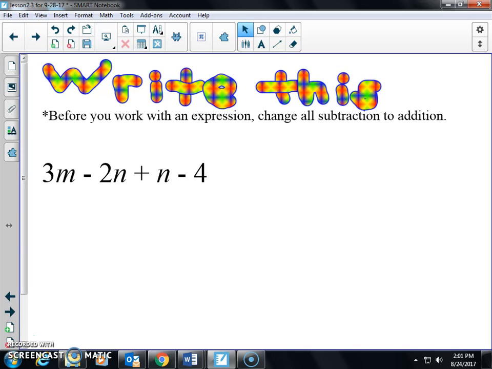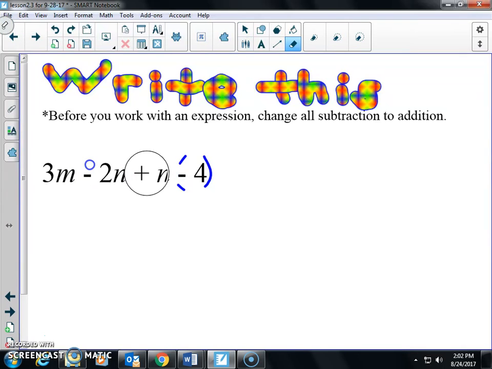All right, so changing subtraction into addition. When I look through this expression, I see 3m minus 2n. And if I go back to chapter 1, I remember this is what we called stuck like glue. We're going to glue the negative sign onto the 2n, and we're going to sneak a plus sign in between. So now it says 3m plus negative 2n plus n minus 4. I see another subtraction sign. And again, we can use the old stuck like glue strategy. We're going to glue the minus onto the 4, sneak a plus sign in there. So now our expression is rewritten. It says 3m plus negative 2n plus n plus negative 4.